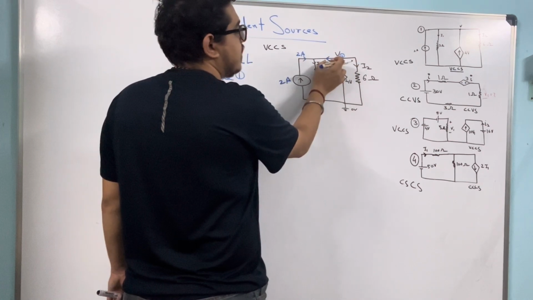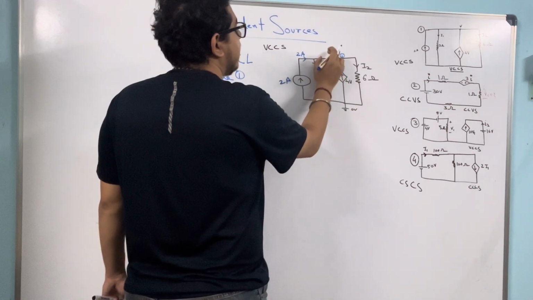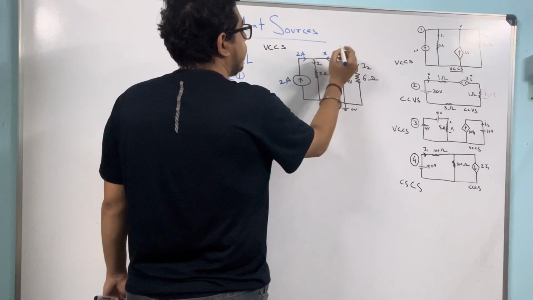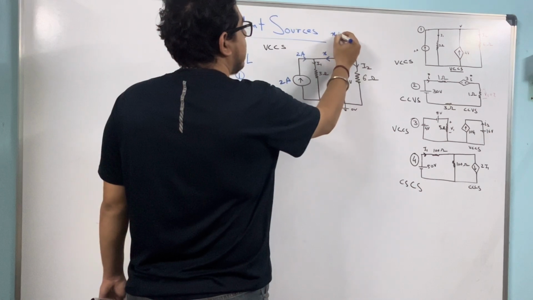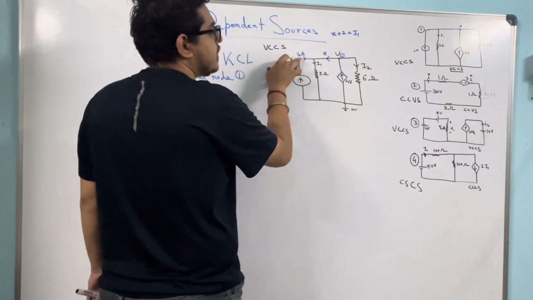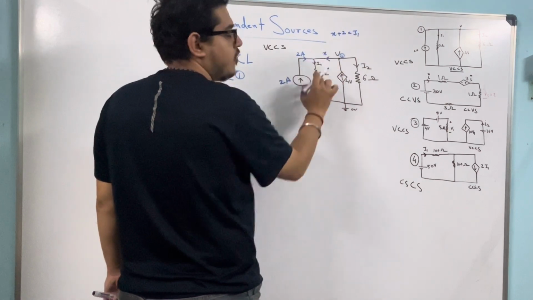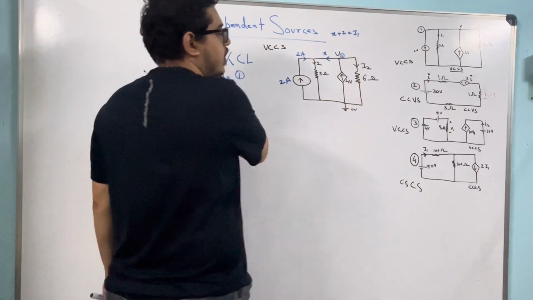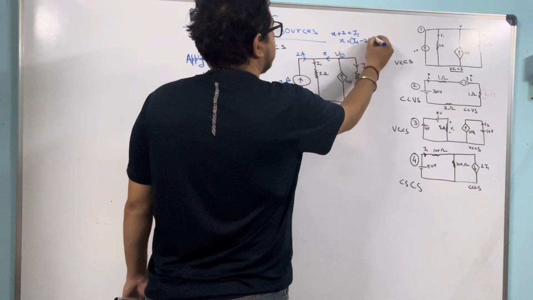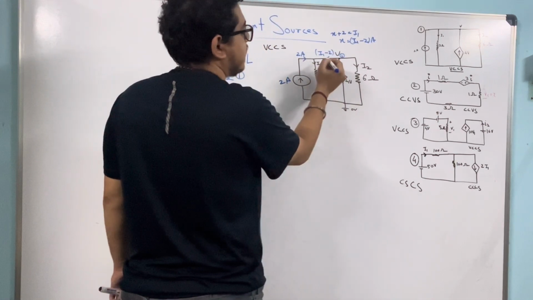So what will be this current? This is incoming, this is incoming. Let's suppose this current to be x, for a second. So x plus 2 equal to I1, because this is coming towards this point, this is coming towards this point. So summation of inward current, x plus 2, equals summation of outgoing current from the node. So x will be I1 minus 2 amperes. So this current is nothing but I1 minus 2 in this direction.